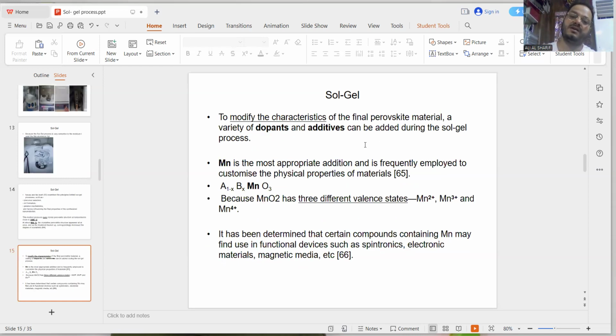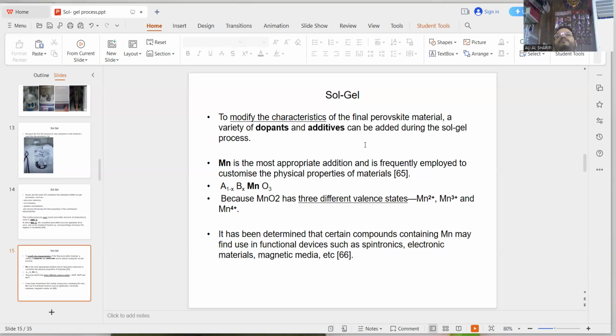To modify the characteristics of the final perovskite material, a variety of dopants and additives, I used all of them to produce new perovskite oxide ceramic with better characteristics. They can be added during sol gel. I added all of this. The doping was calcium and strontium, in specific amounts. The additives were the agents and solvents.